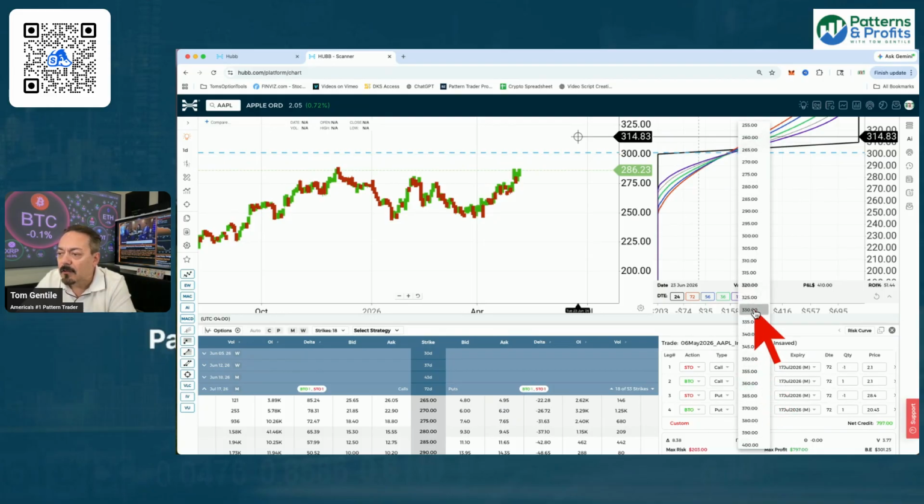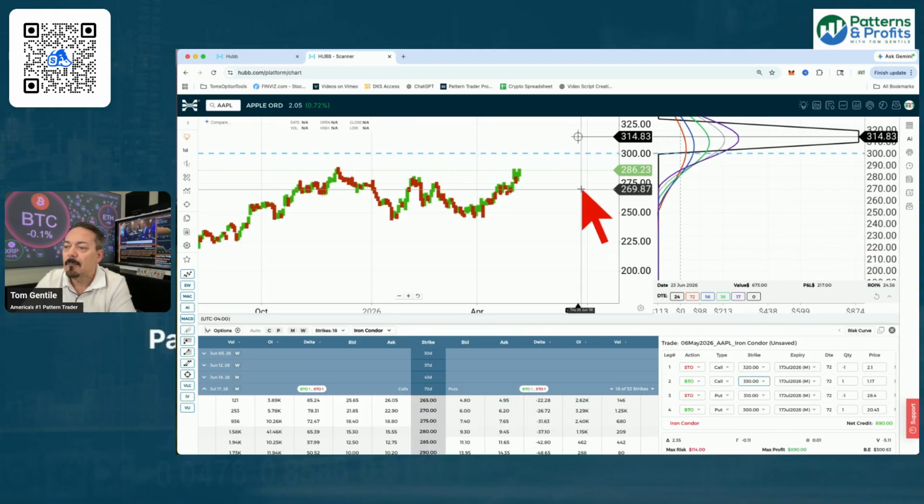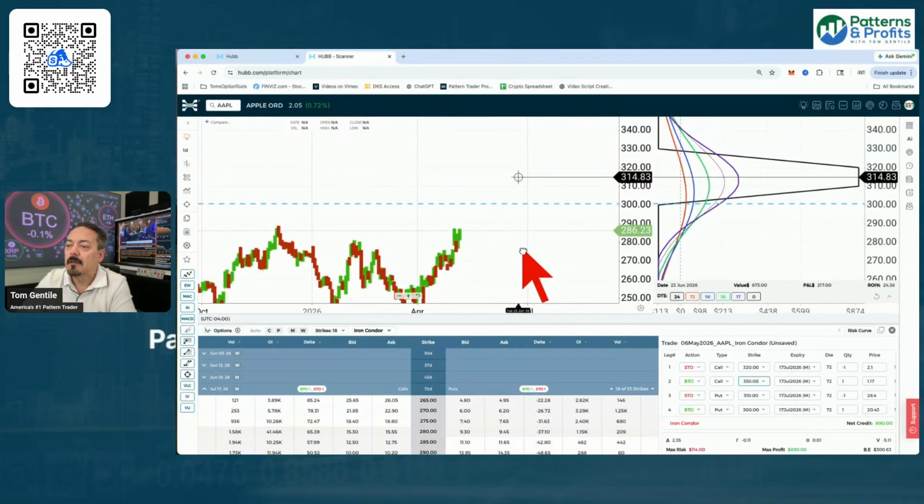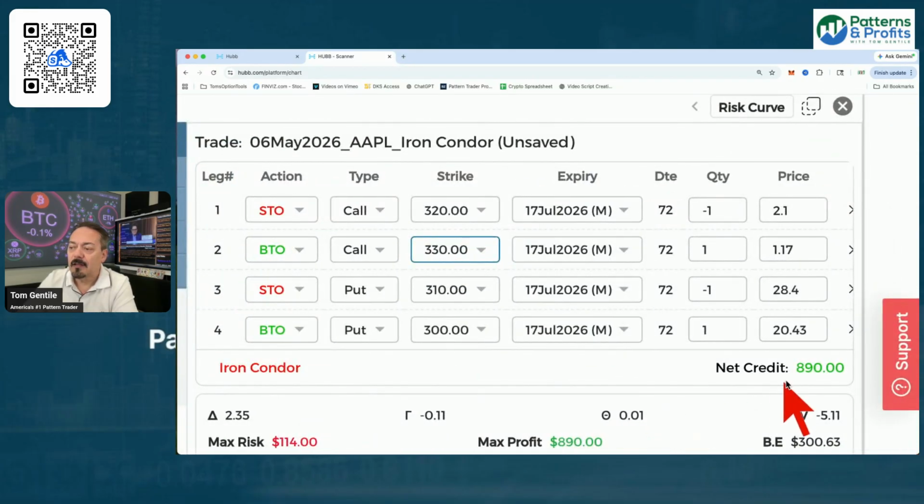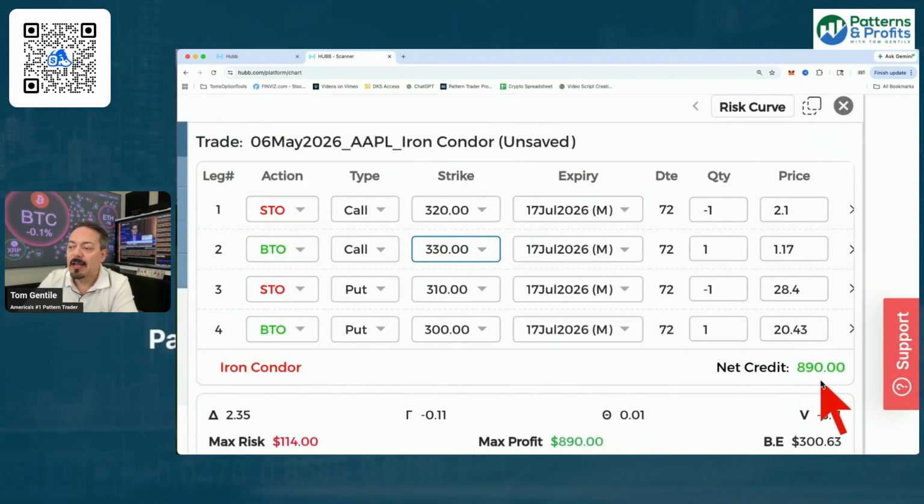Now take a look at the risk graph above and you can see what's happened here. Now what I've done is I've set that up where my target, which is right here, is right in between the 320 and 330 calls. So now I'm flanking this projection with both a put credit spread and a call credit spread. Let's take a look and see what the risk and rewards are on this. So this trade right here looks like it gives me a net credit of $890 if I could do it at that price.